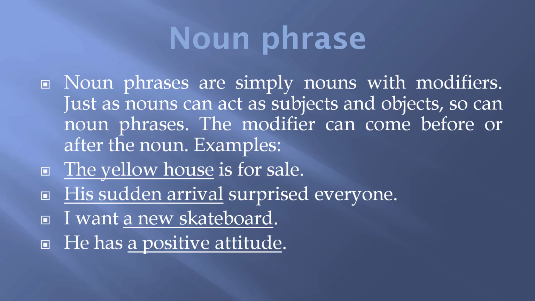The second example is, his sudden arrival surprised everyone. Here, his sudden arrival is a noun phrase. Arrival is the head noun and sudden is the modifier. It acts as a subject. Third example, I want a new skateboard. A new skateboard is a noun phrase. Skateboard is the head noun and new is the modifier. But here, the noun phrase acts as an object because it receives the action from the verb. He has a positive attitude. Here, a positive attitude is a noun phrase. Attitude is the head noun and positive is the modifier.